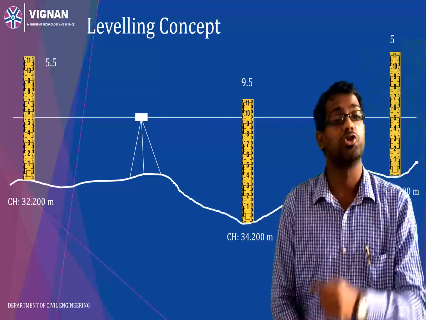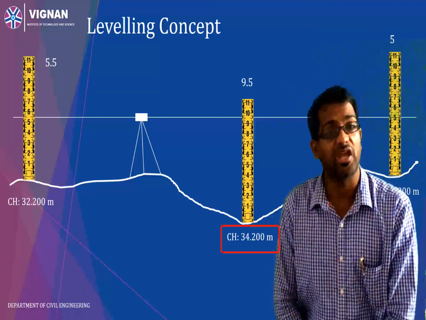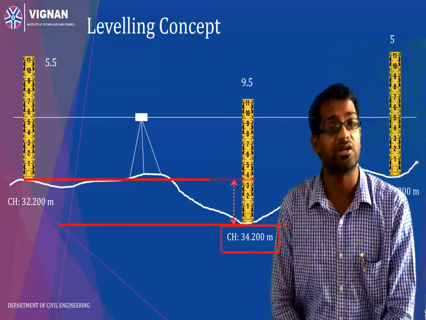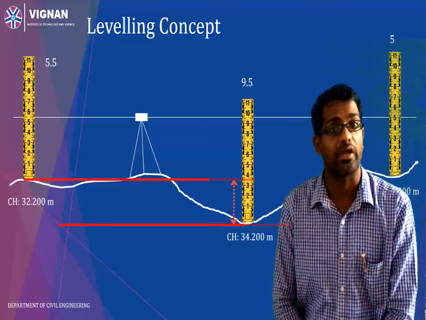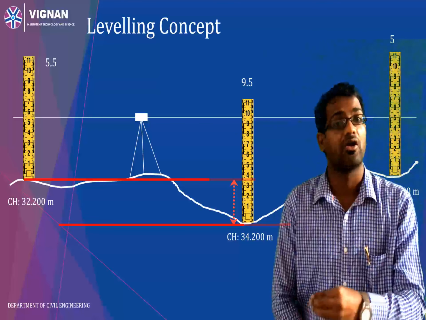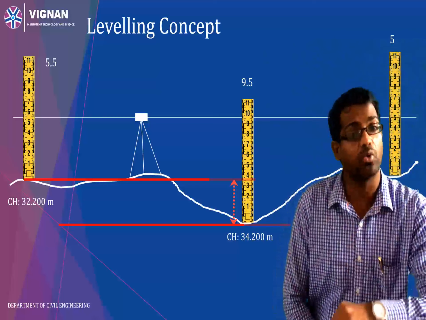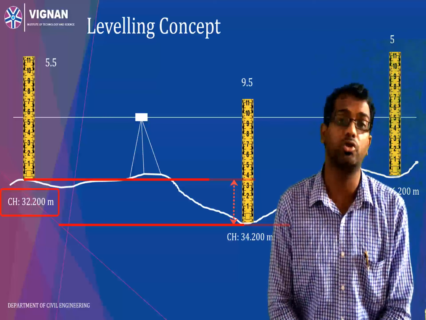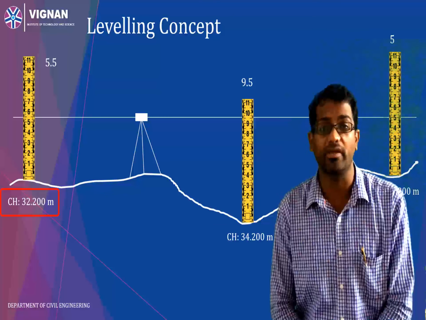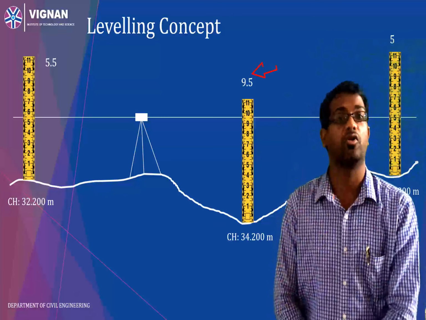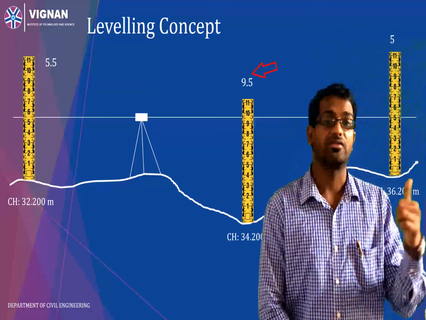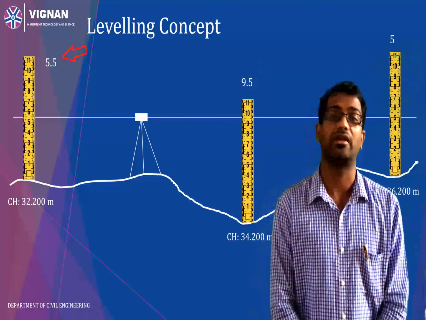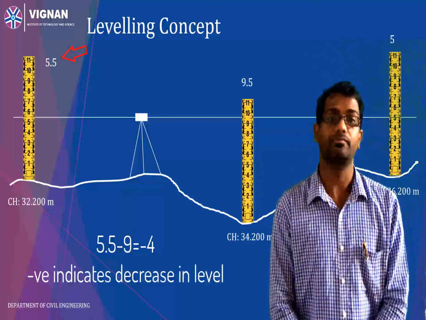For example, you can say that the ground level point at chainage 34.2 is 4 meters down from the ground point at chainage 32.2. How did I get 4 meters? Because the reading at 34.2 was 9.5 and at 32.2 it was 5.5. If you deduct this value, you will get a value of 4 meters.